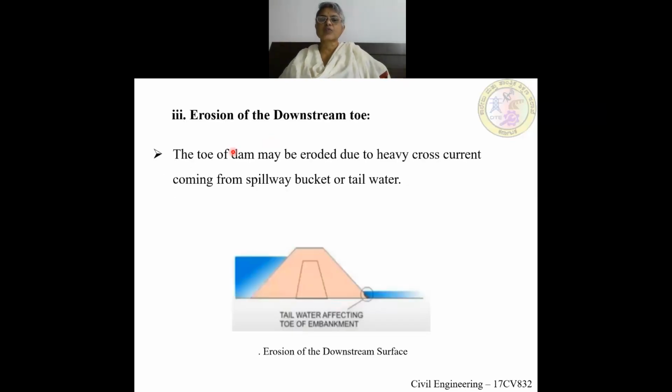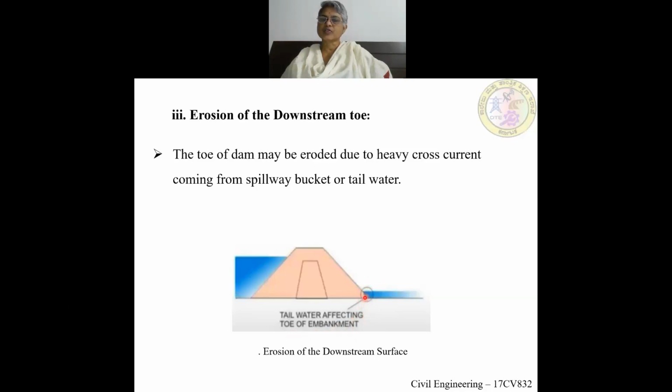Then erosion of the downstream toe, not the downstream face, toe. You know, this is the dam section, and this portion is called the toe, and this portion is called the heel. The upstream portion is called heel, and the downstream portion is called toe. So here there will be tailwater. This may be due to the water through the filter drain, or when the spill gates are opened, the water will flow. The excess water will flow from the upstream side to the downstream side. So this tailwater will erode the material near the toe here. So tailwater affects the toe of the embankment.